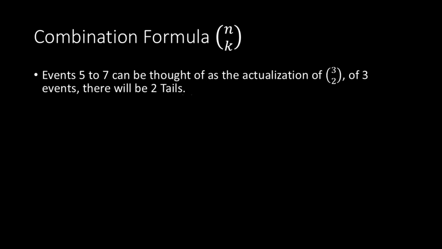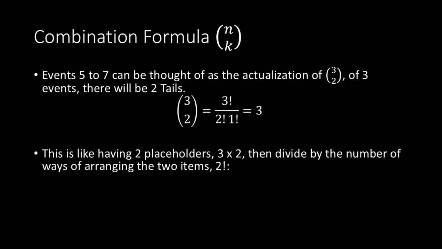Now, events 5 to 7 can be thought of as the actualization of 3 combination 2 of 3 events where there will be 2 tails. And here's the formula. This is like having 2 placeholders, 3 times 2, then divide by the number of ways of arranging the 2 items, 2 factorial, and we have this formula. And we're showing a summary in the table below.